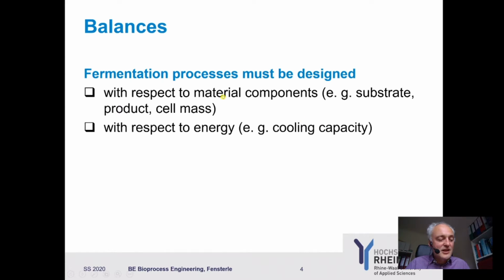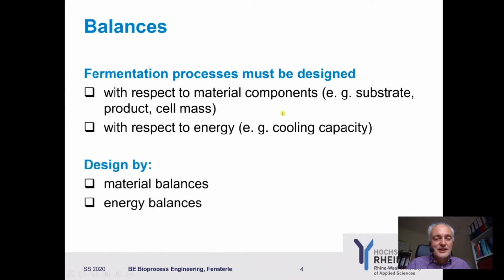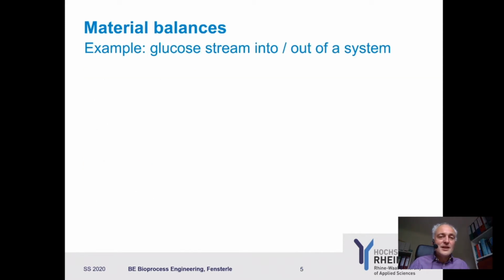But again, we start now with the material components like substrate and cell mass. So you have to design the overall process via material balances and energy balances. That's the very basic thing. If you want to set up a process and you know you need to produce 1,000 kilograms of your product per year, then you need to balance the overall process. You need to know how to size the equipment at the end and so on. That's the first step in such a setup.